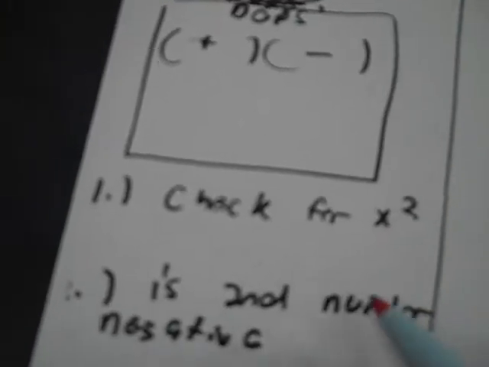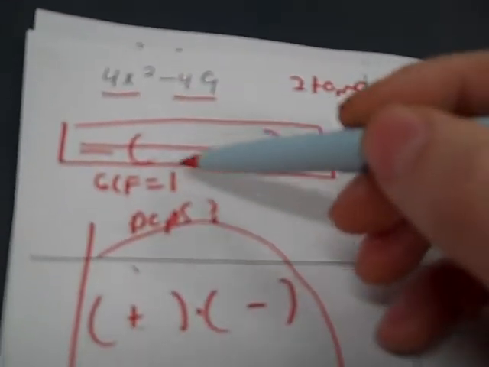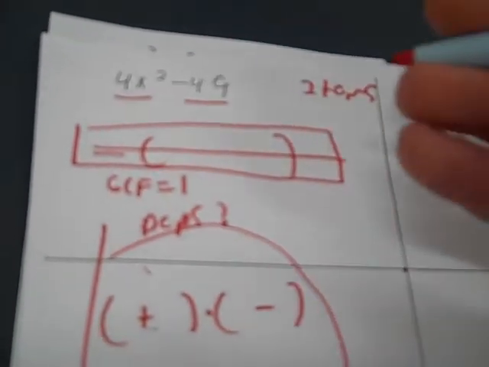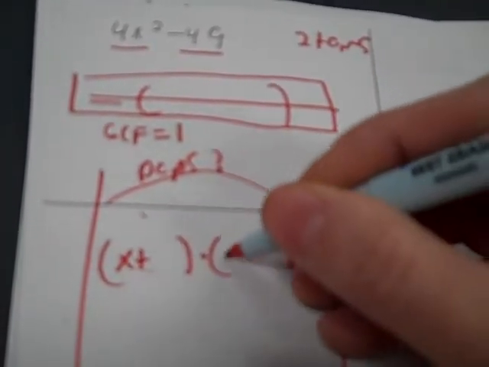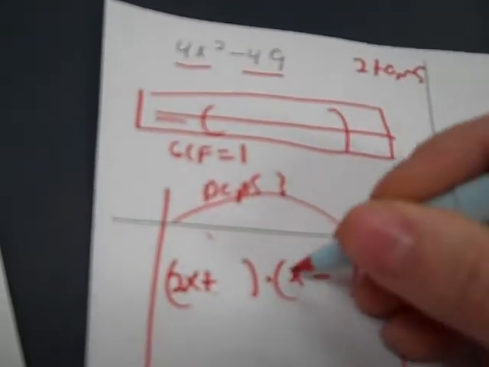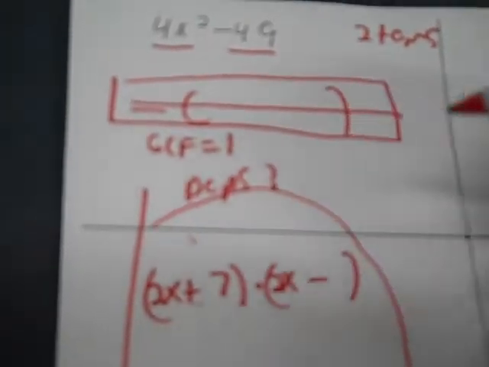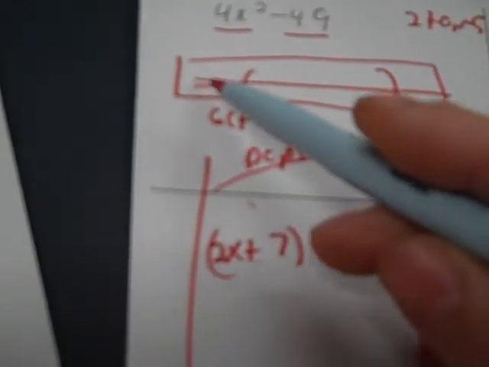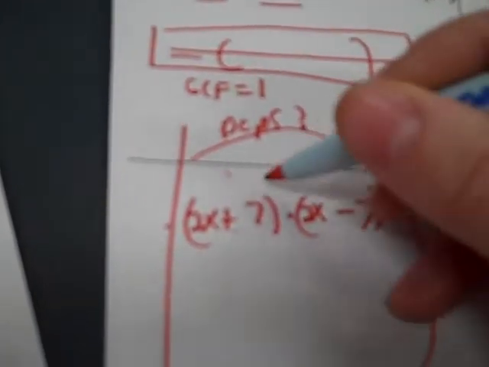Now do the DOPS. You check for x to the second power. I don't have anything here, so I look up here. My x is to the second still, so I put x, x. Now, is the second number negative? Well, 49 is the second number, and it looks like it's negative to me. Now turn this paper over and see if the numbers are perfect. Well, 4 is perfect because 2 times itself is 4, so 2x, 2x, and 49 is perfect because 7 times itself is 49, so 7, 7. Now, look up there. There was no GCF to put down here, so this is the answer: 2x plus 7 times 2x minus 7.